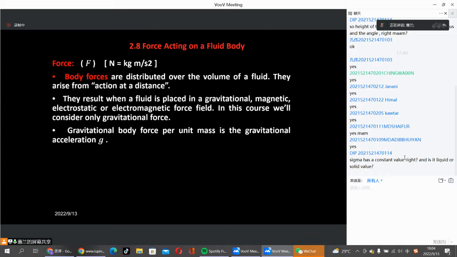Body forces result when a fluid is placed in a gravitational, electrostatic, or electromagnetic force field. For us, the body force we have used most often is the gravitational force. Gravitational force is a body force, a non-contact force, and the gravitational body force per unit mass is the gravitational acceleration.